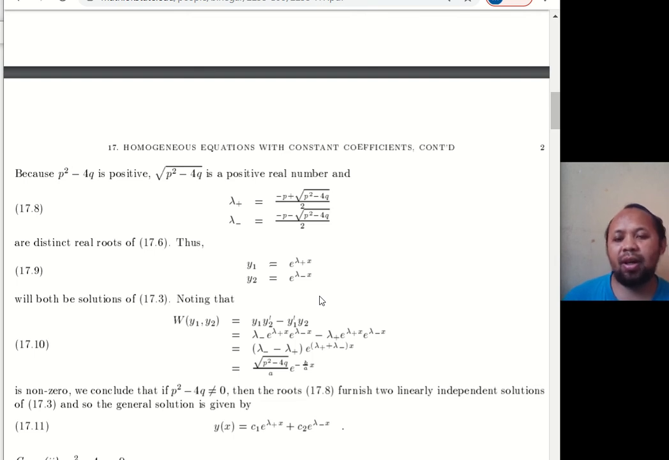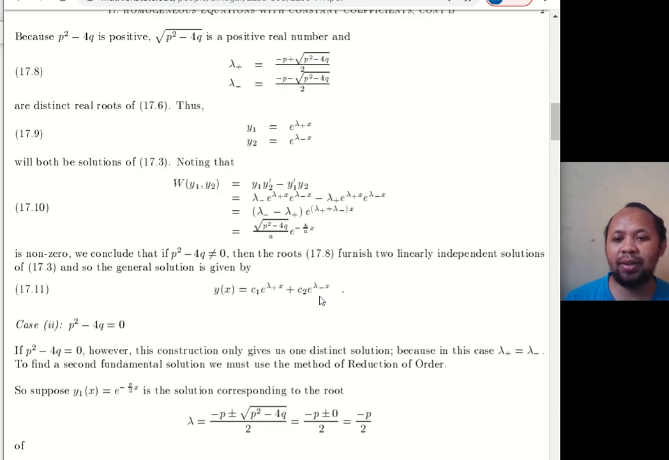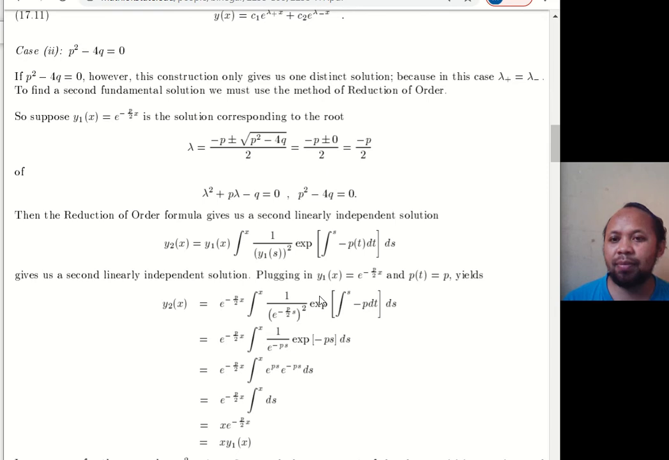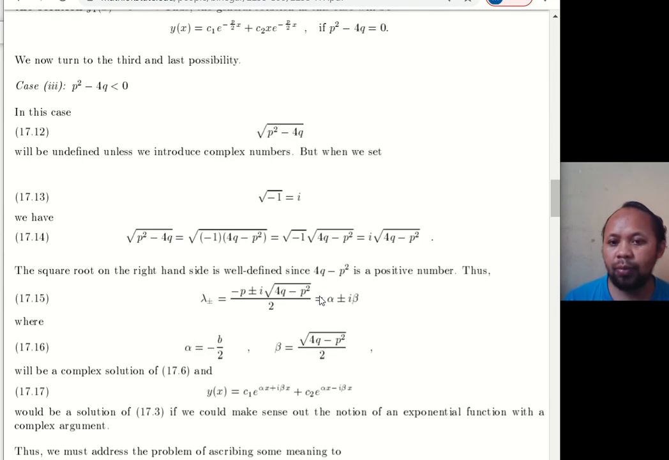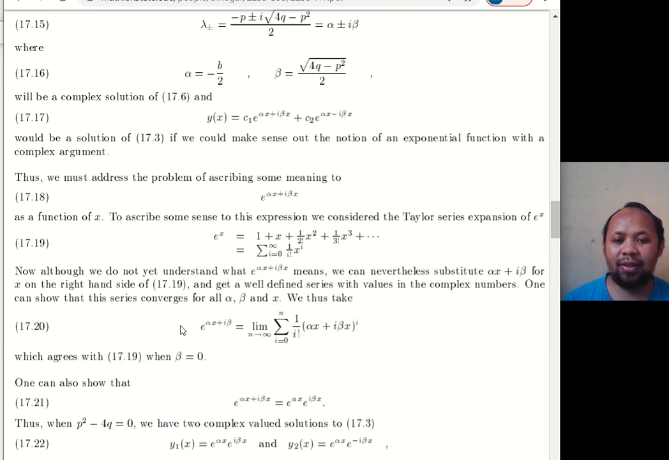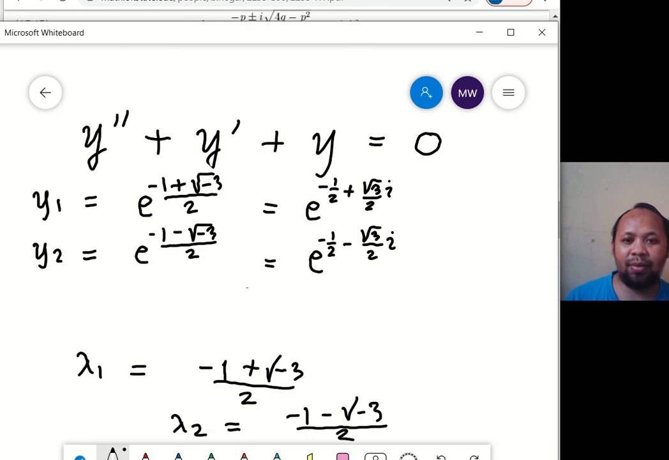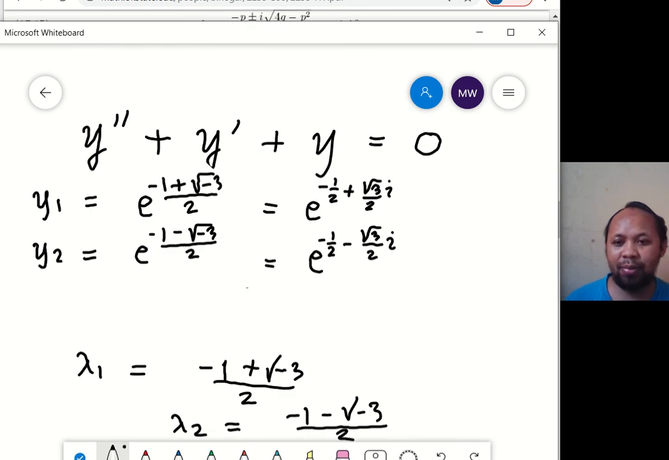However, when the discriminant of the characteristic equation is 0 or negative, then things might look a bit more complicated. Let's start by talking about the case when the discriminant is negative. From the lesson that we've got in high school, when the discriminant is negative, then the roots of the equation will be complex numbers. And we can check this by looking into this example.